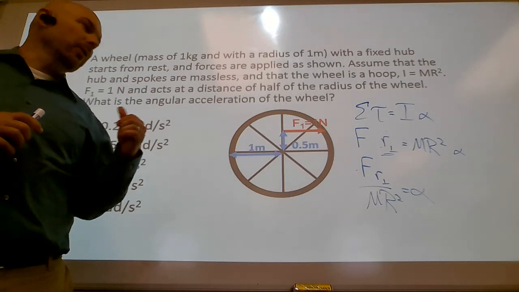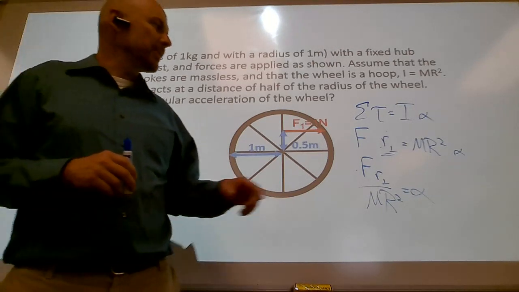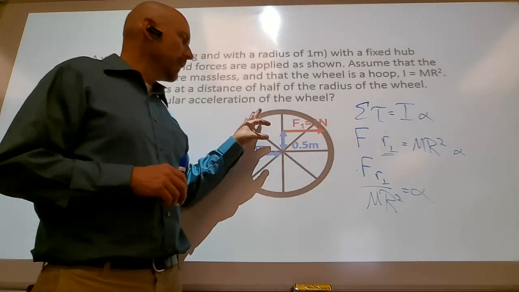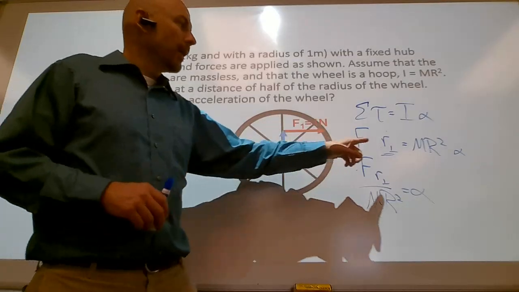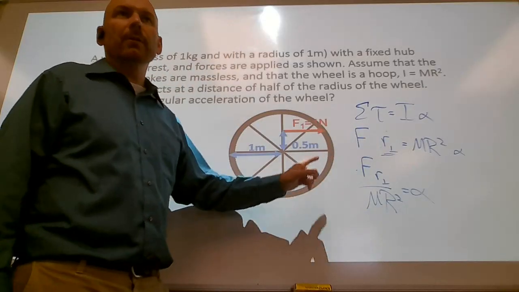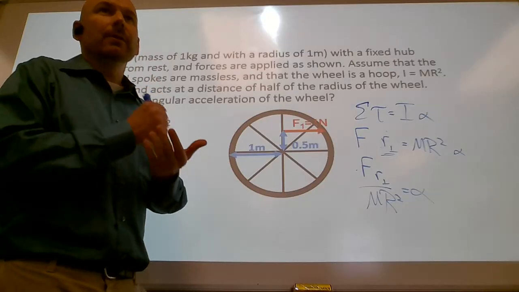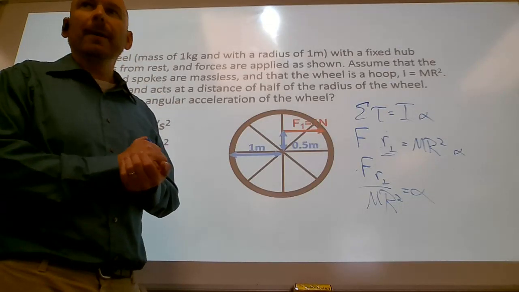The reason I made this problem, making a distinction between R, is that for a torque, R is where the force is applied relative to the axis of rotation. In moment of inertia, it's where the mass is distributed. So please make a distinction between the two. Good with that?